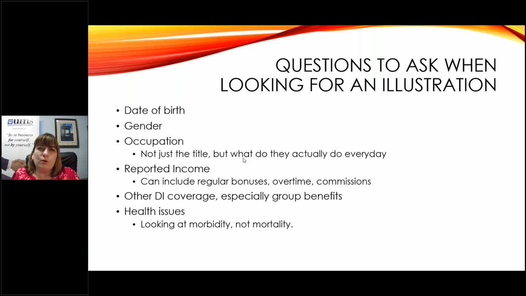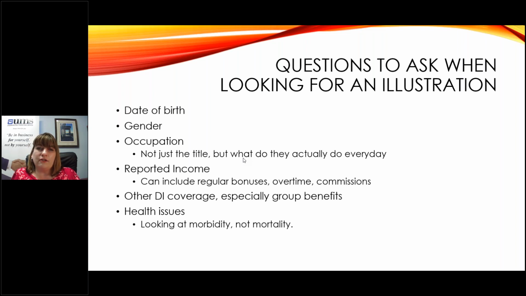What is their reported income? Okay. We can include overtime. So many people think, oh, I can't get disability on my overtime. Yes, you can. We look at the overall average. If you're a W-2 employee, we just look at your W-2. Okay? Regular bonuses, commissions. Those of you that are in the insurance industry yourselves, please get disability on yourselves. We can protect your commissions. Clients that are sales where they are salary plus commission, we absolutely can cover those commissions because I'm going to tell you, I bet their group benefits do not.